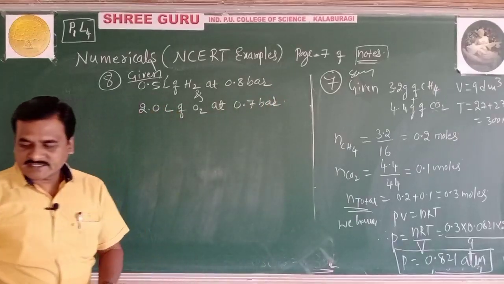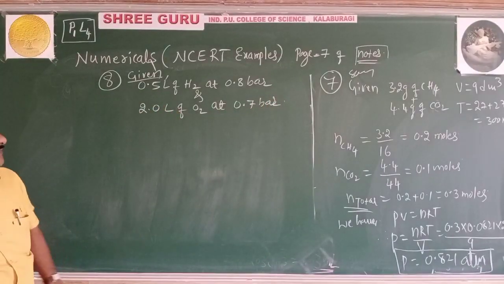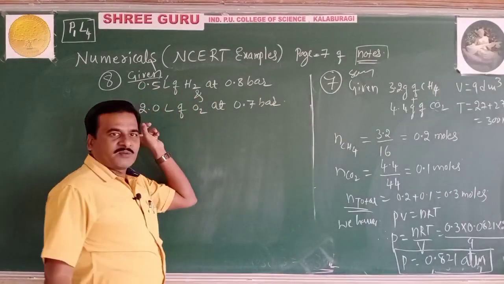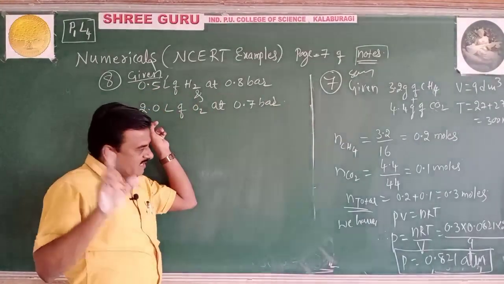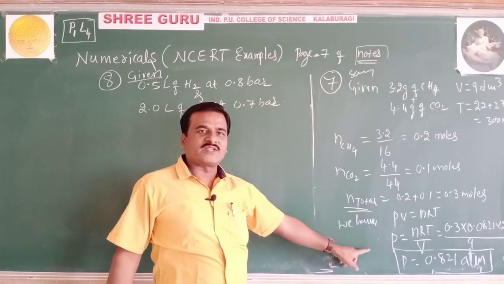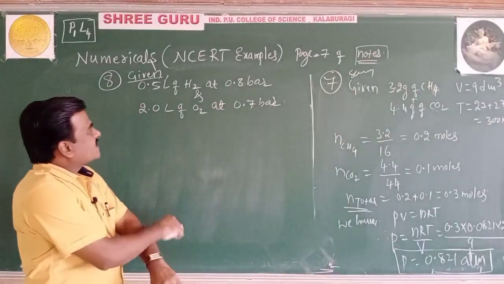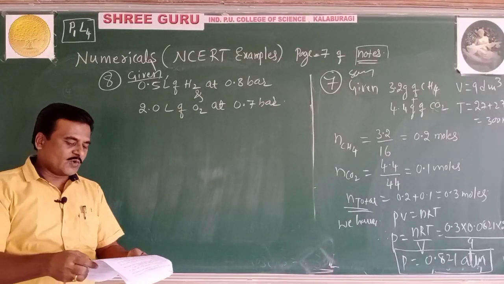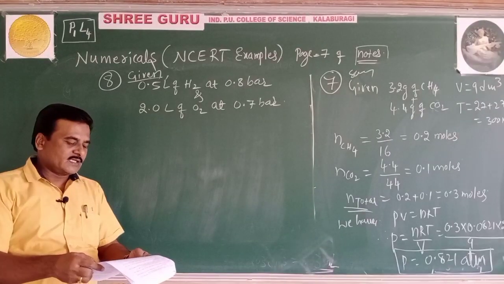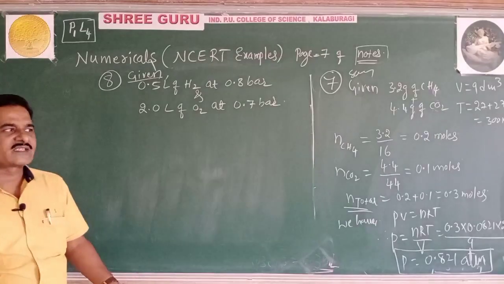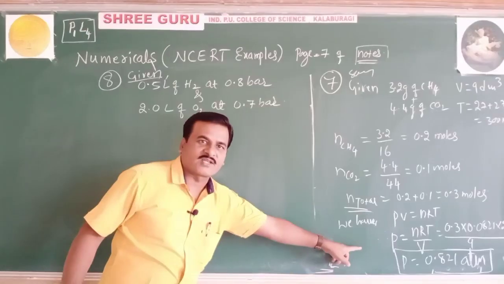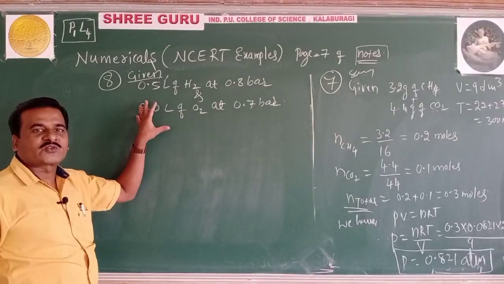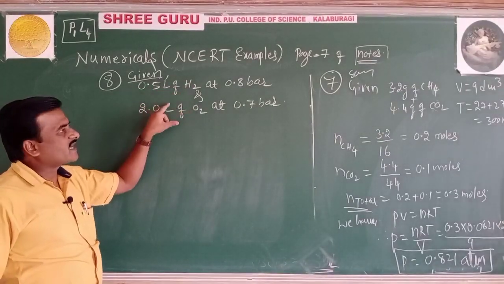Well, see, try to understand. Almost the 7th and 8th problems are the same. The same PV equals nRT equation you have to use. What was asked finally in the 8th? You are asked to calculate the pressure of the gaseous mixture. The same P you have to calculate as you calculated in the 7th one. The same total pressure you have to calculate for the mixture of gases.